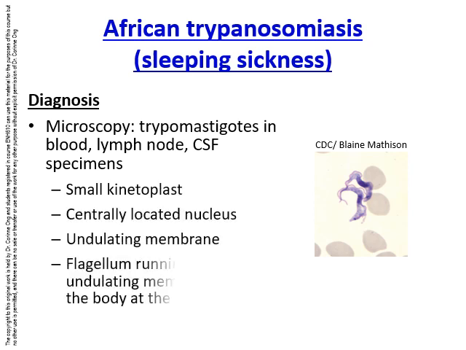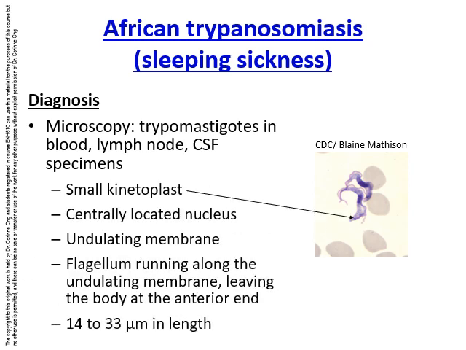African trypanosomiasis is diagnosed by the detection and identification of trypanosomes in blood and other specimens such as lymph and cerebrospinal fluid. They range from 14 to 33 microns in size and require magnification with a microscope to be viewed. They have small kinetoplasts, dense granules of mitochondrial DNA which change position depending on the life cycle stage. They also have nuclei which are centrally located, undulating membranes, and flagella that run along the undulating membranes and leave the body at the anterior end. You can see two blood-stage trypanosomes in the picture against a background of red blood cells.